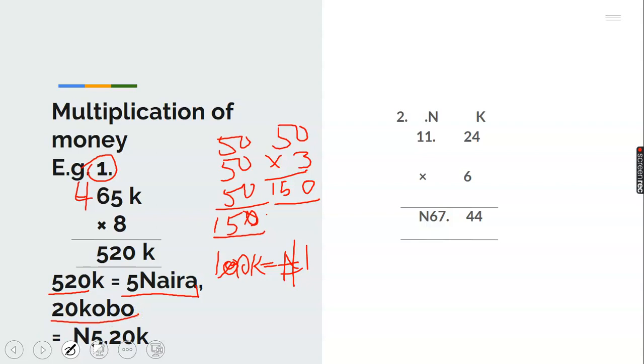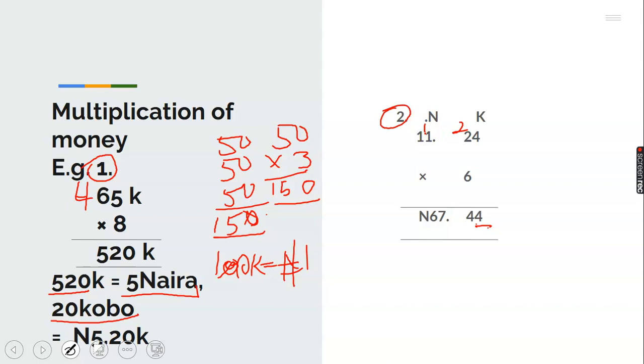Let's look at the second example that we have here. We have 11 naira 24 kobo multiplied by 6. That is in 6 places. What do we do? 6 times 4 is what? 24. We write our 4 down. You can see the 4 here. And then we carry the 2. 6 times 2 is what? 12. 12 plus 2, that's what? 14. We write 4 down. Then you carry 1.